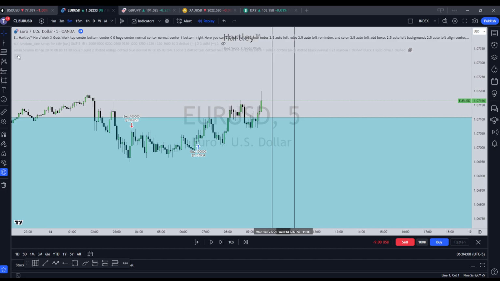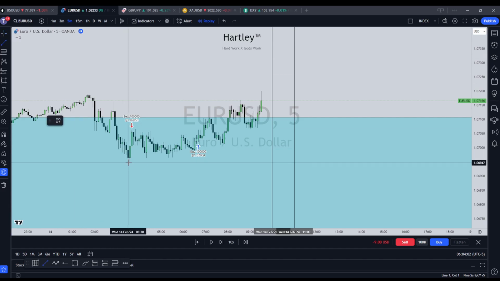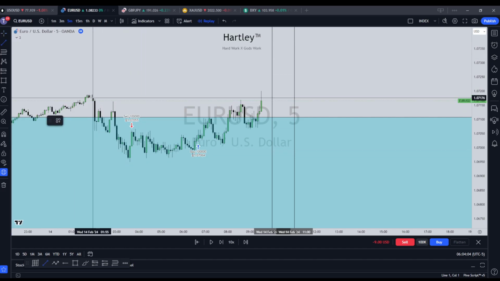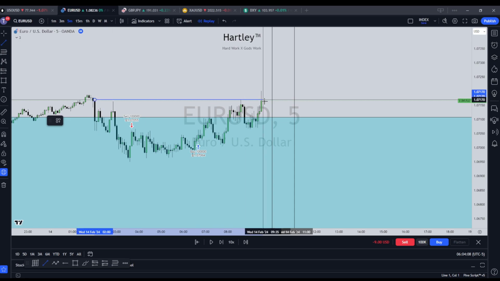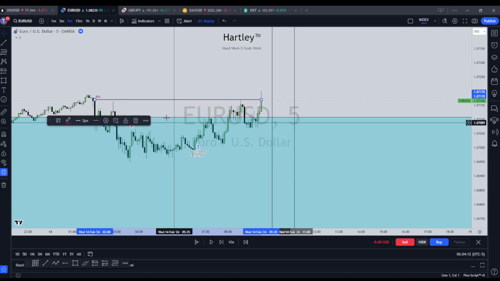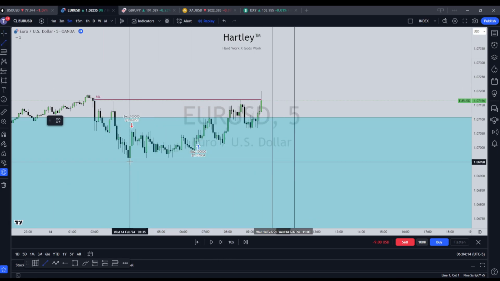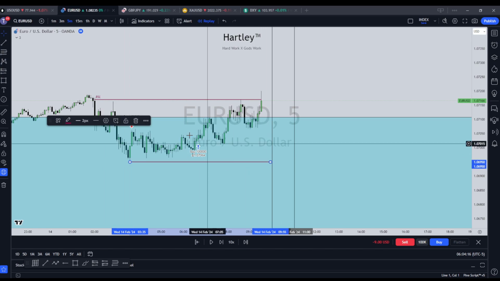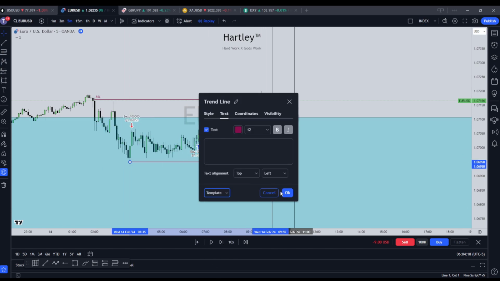2 to 5. So 2 a.m. would be here. So this would be London highs. Then I'm going to mark off 5. This will be the low, yeah. That would be the sell side liquidity.